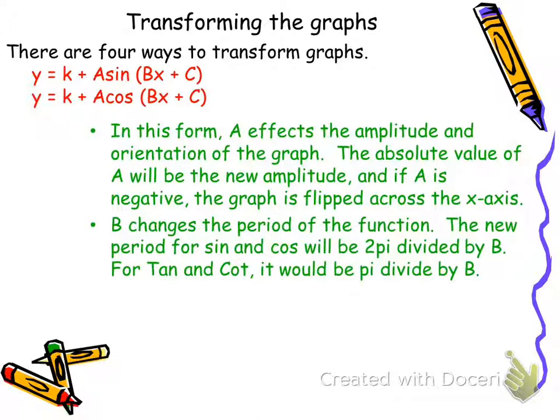Okay, B changes the period of the function. The period is how often it repeats itself. All right. The new period for sine and cosine will be 2 pi divided by whatever B is. This 2 pi is the normal period of the cosine and sine function. You're going to divide it by B to get the new period of the function if B is not 1. For tangent and cotangent, it would be pi divided by B because the period of tangent and cotangent functions are both pi.